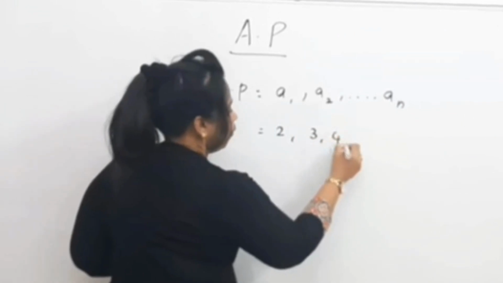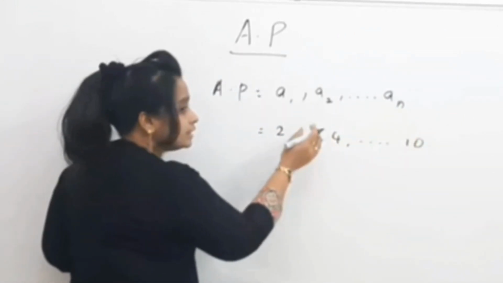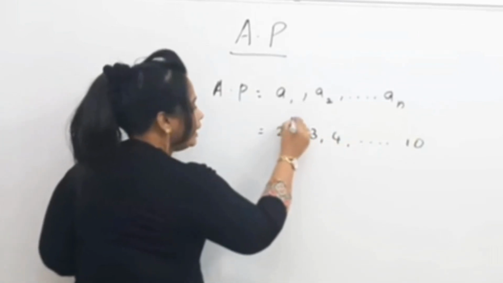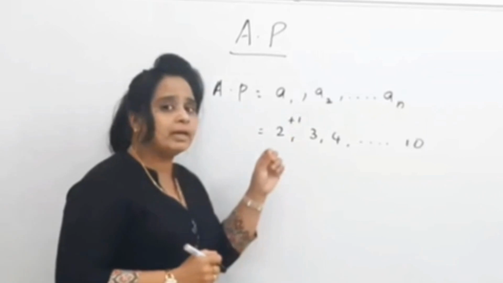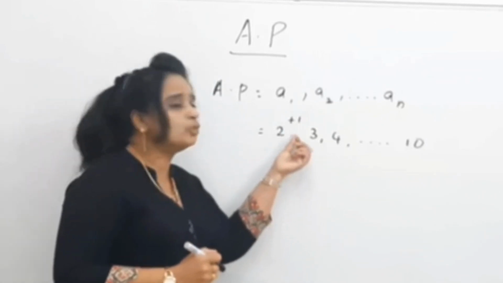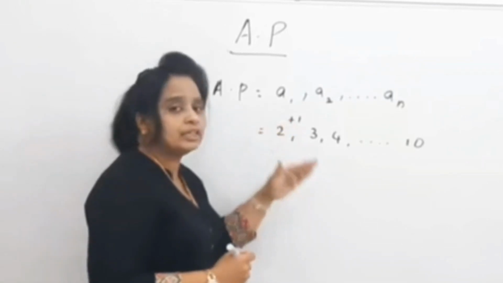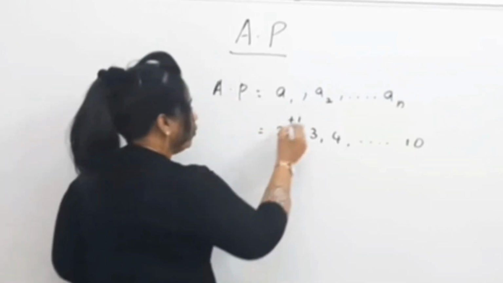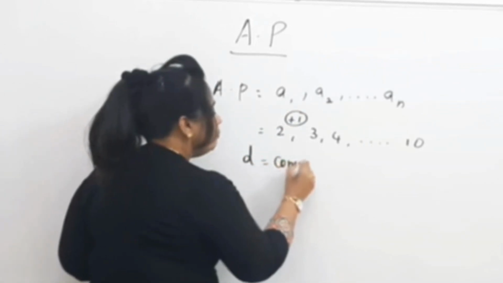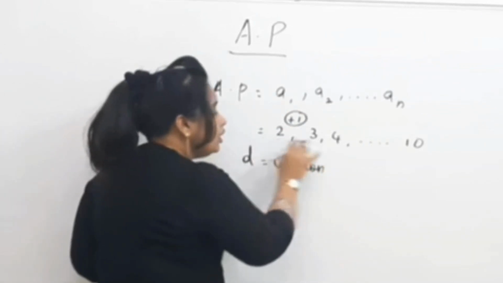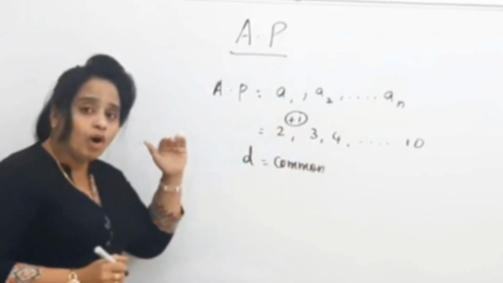2, 3, 4, etc. up to 10. Now, you can see here, every next term is obtained just by adding 1 to the previous term. That's what I told you. A common number is added to the previous term to get your succeeding term. So, this d is said to be the common difference. So, that number will be common for all the terms.